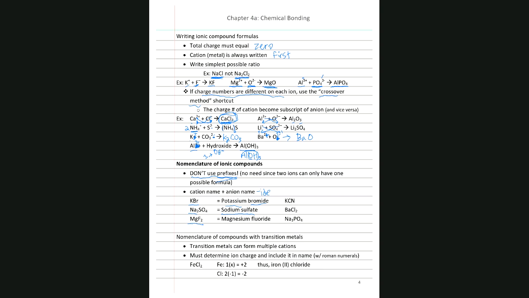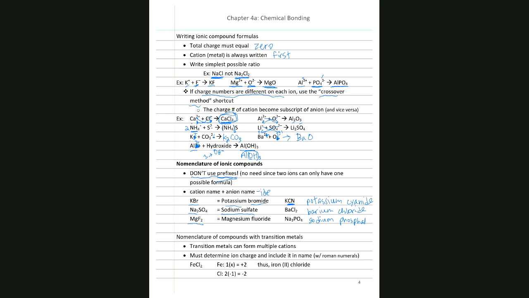All right, so KCN. CN is a polyatomic ion, cyanide. So this would be potassium cyanide. And BaCl2 would just be barium chloride. And sodium phosphate, or Na3PO4, is sodium phosphate.